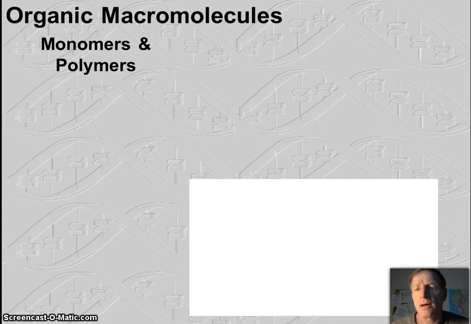In this module, we're going to talk about organic macromolecules. Macro means big, big organic molecules. When we start, we need to first talk about monomers and polymers. Mono means one, poly means many, mer just means unit. So we're talking about one unit that we then combine into polymers. Monomers are used to build polymers.